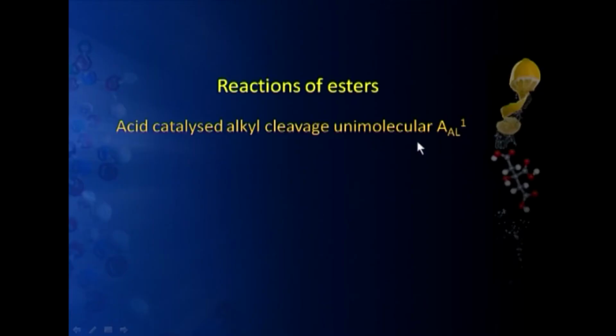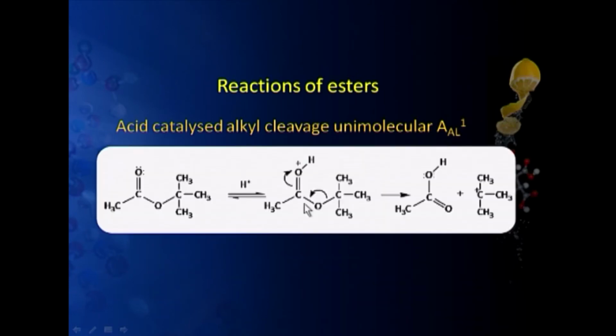Out of those 8 possible reactions, I shall take up 2 examples which are observed in some specific cases. One of them is acid catalyzed alkyl cleavage unimolecular, that is, a reaction involving the alkyl cleavage in ester, and it is acid catalyzed. This reaction is observed generally in those esters where the alcohol part has such an alkyl group which can form a stable carbocation, like a tertiary butyl group here, it can be a benzyl or some allyl group also.